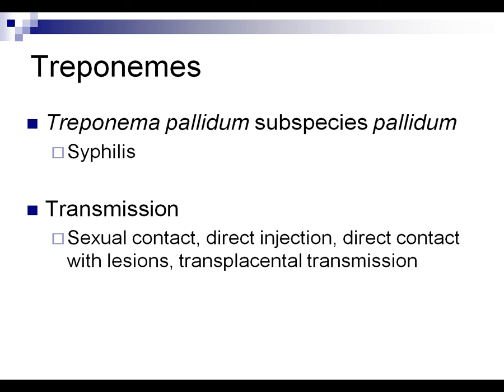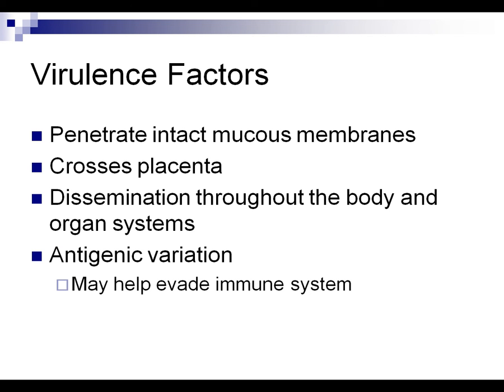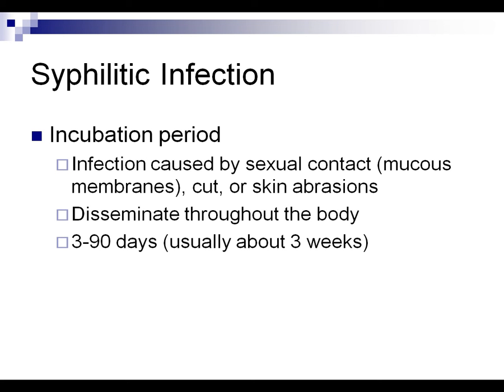The treponemes, or Treponema pallidum, is the organism we'll talk about in this genus. It causes syphilis, and the transmission is through sexual contact, injection, direct contact with lesions, and transplacental transmission. Some virulence factors: the organism is able to penetrate intact mucous membranes, so there doesn't need to be a lesion there. It's able to cross the placenta. It's able to disseminate throughout the body into other organ systems. And it does have antigenic variation, so the antigens on the surface of the organism can change, which helps it to evade the immune system.